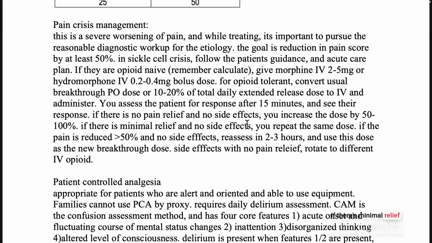If there's minimal relief and no side effects, you can repeat the same dose. If the pain is reduced greater than 50% and no side effects, reassess in 2 to 3 hours and use this dose as the new breakthrough dose. The side effects with no pain relief, rotate to IV opioid. So what am I saying here? I'm basically saying you give the IV medication or oral medication and you see the response after 15 minutes. Based on the response, you can titrate or reduce based on that.